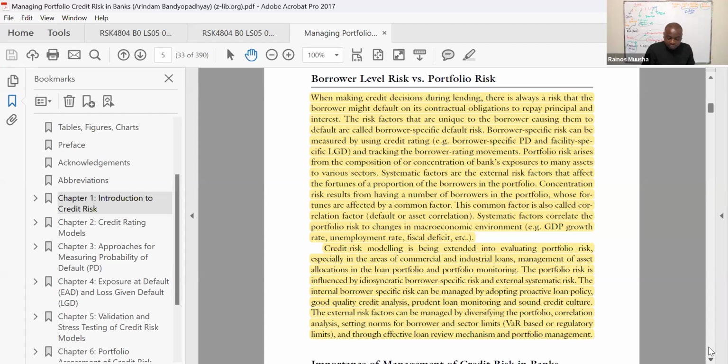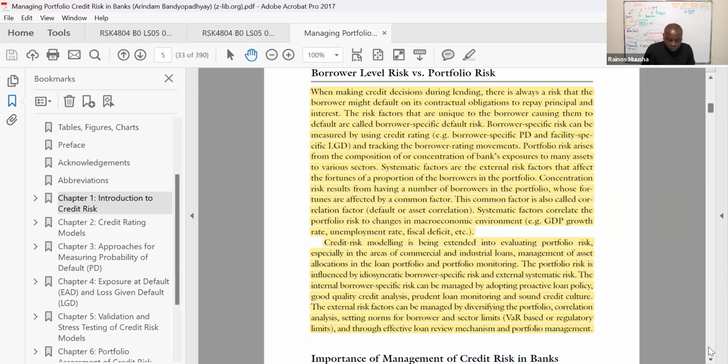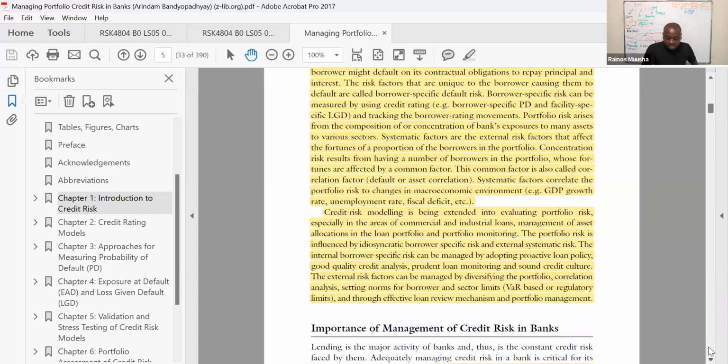So the external risk factors can be managed by diversifying the portfolio, correlation analysis, setting norms for borrower and sector limits, in brackets, the value at risk based on regulatory limits, and through effective loan review mechanism and portfolio management. So this is basically how you distinguish the analysis between borrower-specific risk as well as portfolio risk.